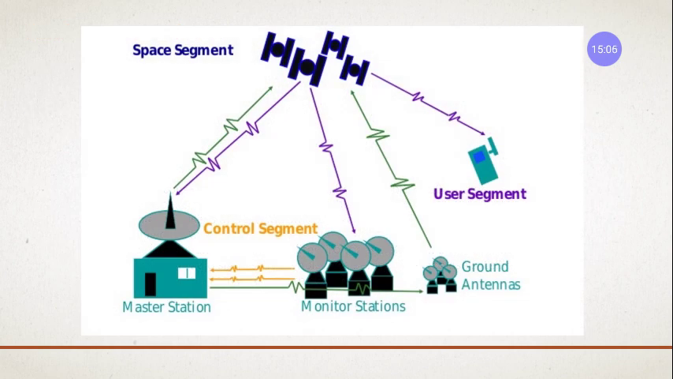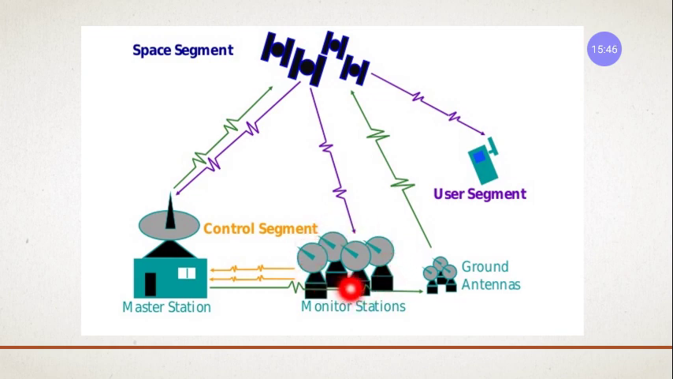The signals, shown in purple color, are sent by the satellites all over the world, where there are the master station, monitor stations and user segment, right? The master station will control the monitor stations. It will look after the monitor stations, and it has sub ground stations, right? To check these, the master station and the monitor stations will check.